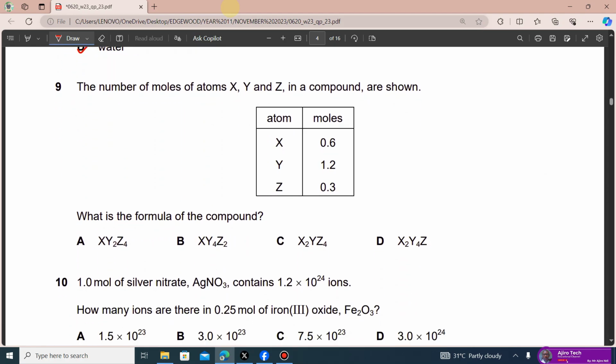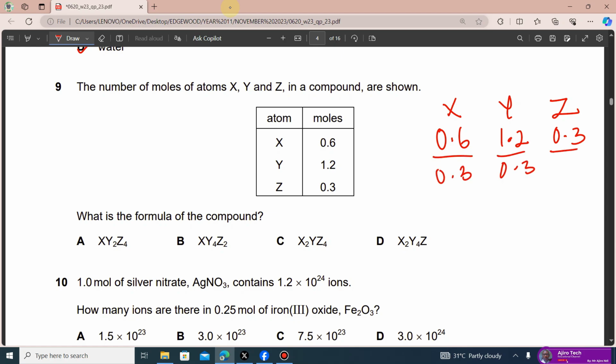Number of moles of atoms X, Y, Z in a compound are shown. So what's the formula of the compound? Once you get the formula of the compound X, Y, Z, this is 0.6, 1.2, and 0.3. So we divide by the lowest number, 0.3, 0.3, 0.3. So for this we have 2, for this we have 4, and for this we have 1. So we have X2, Y4, Z. So D is simply the answer to this.